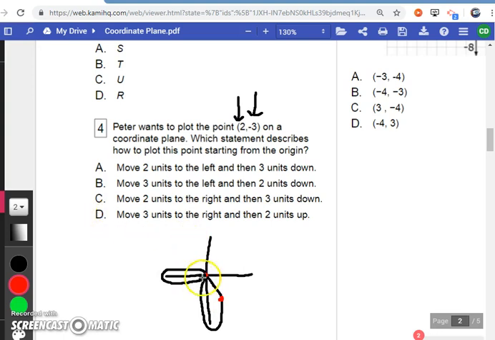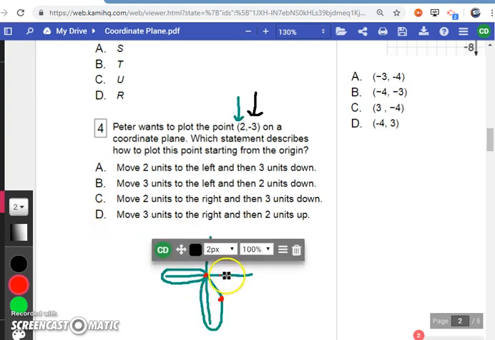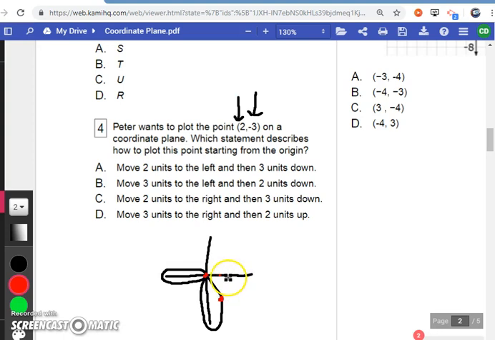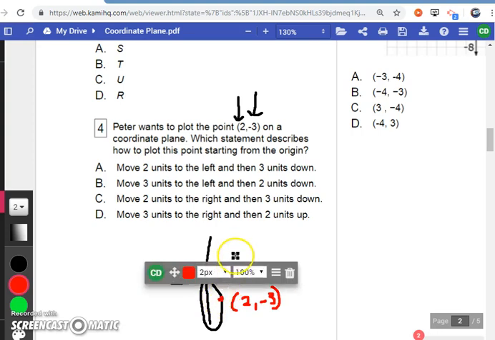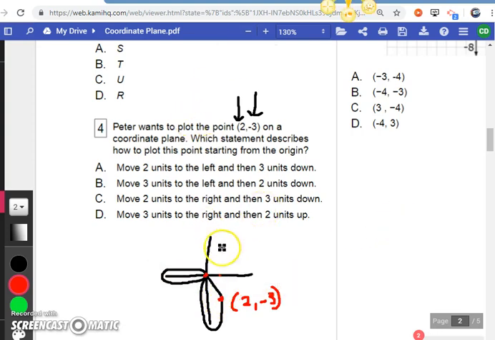D would not be correct because 3 is not correct. You don't even move 3 units to the right, and you definitely don't move up. So 2, -3. This right here is quadrant 1. This is quadrant 2. This is quadrant 3, and the point would be on quadrant 4.